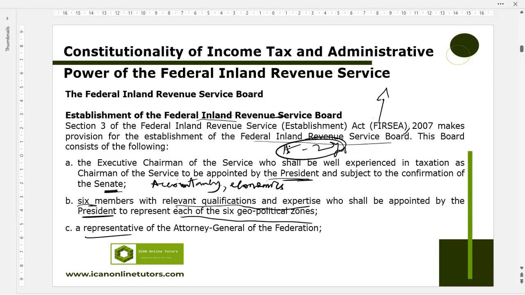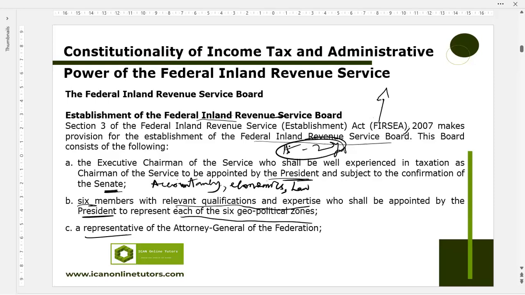If the chairman does not have any basic understanding of what economics is, why should he be appointed as the chairman? He should also have an understanding of law. It's not necessary that he knows everything, because he may not be a lawyer, he may be an accountant or an economist, but these are the basic things and any other related field. If the person is an accountant, he must be a qualified, professional accountant.